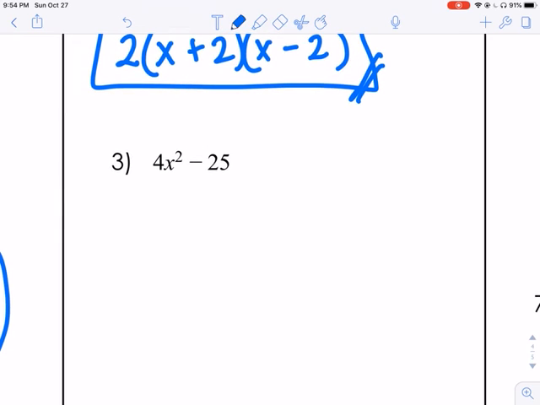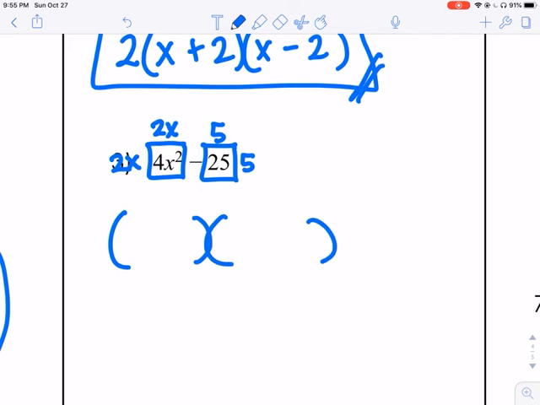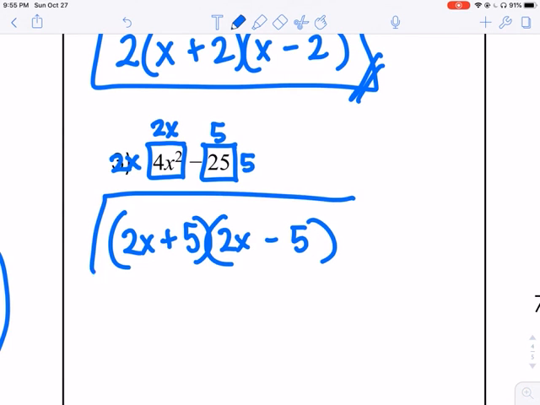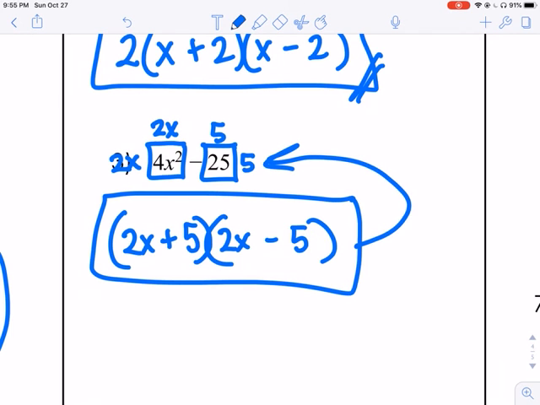I'll look at number 3. Number 3, I have a square here. 4x squared would be 2x times 2x, and 25 would be 5 times 5. So I can see those are two squares, 2x times 2x, 5 times 5, positive and negative. So this is my factored form of this.